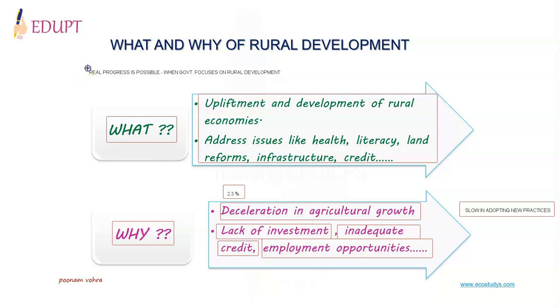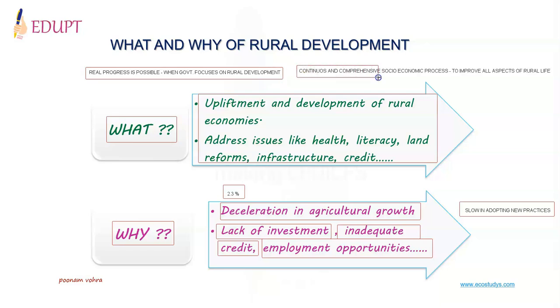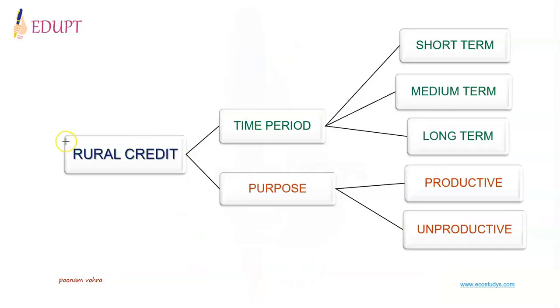So, real progress of India is possible only when the government focuses on rural development. It is a continuous and comprehensive socio-economic process attempting to improve all aspects of rural life. So focus has to be on rural development. Making rural credit available is the foremost requirement of rural development. So let's focus on rural credit.